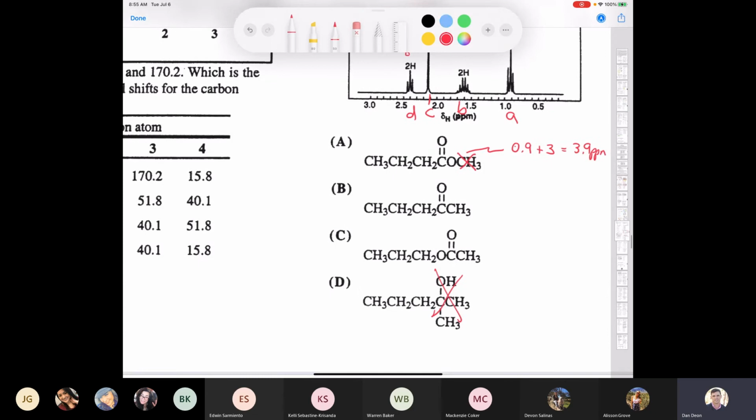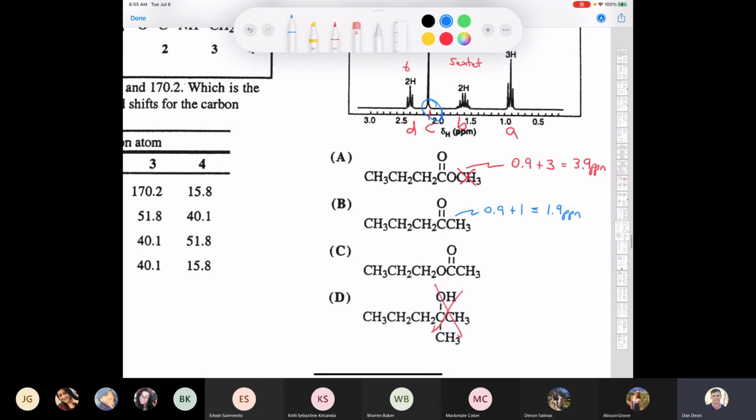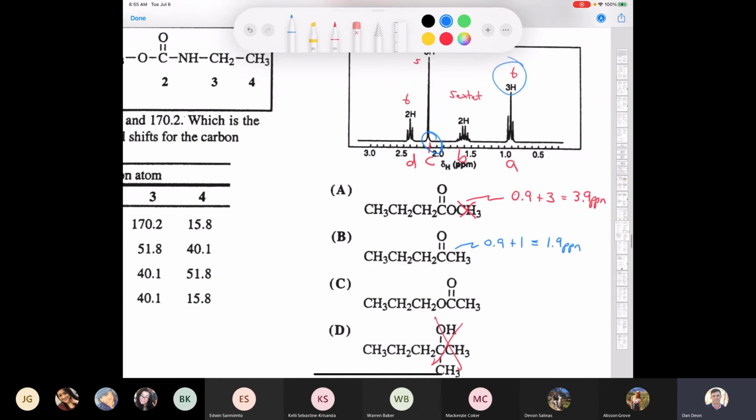If we go to B, we have this methyl group which has a baseline of 0.9 parts per million. But since it's alpha to a carbonyl, we add 1 part per million to it, and that gives us around 1.9 parts per million. And that looks a lot more reasonable, right? This is 1.9 right here. I mean, that's close enough that it seems reasonable. Let's look at the other methyl group, which is going to be this one here. Well, this one is going to have a baseline of 0.9, and it's not alpha or beta to the carbonyl, so that's 0.9 parts per million. And that is right at 0.9 parts per million.